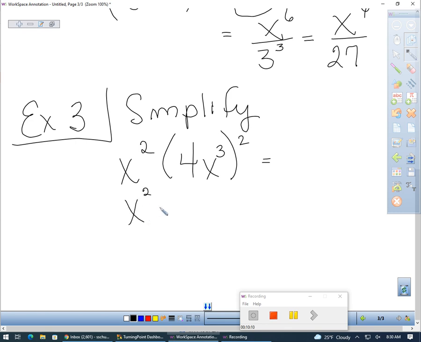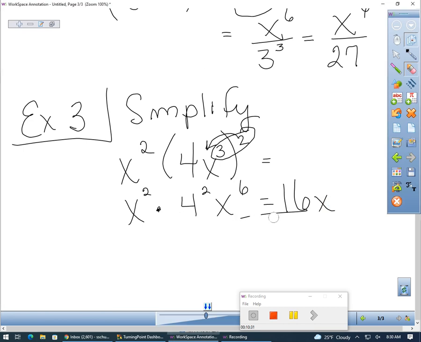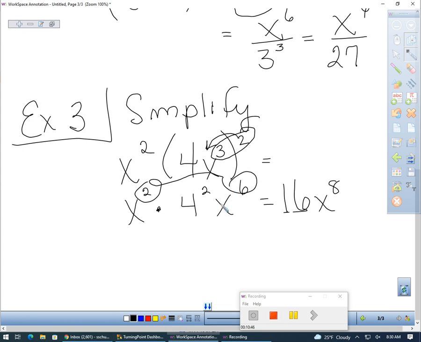We're going to have x squared times, this 2 has to go to the 4, so we have 4 squared. And then we have x to the 6. Okay. Now, starting with our coefficient, what's 4 squared? 16. Good. And then I have a base of x, so what do I do with my exponents? Add. Good. When we are multiplying two things together, you add your exponents. So you have a total of 8. Yes, we added this 2 with that 6.